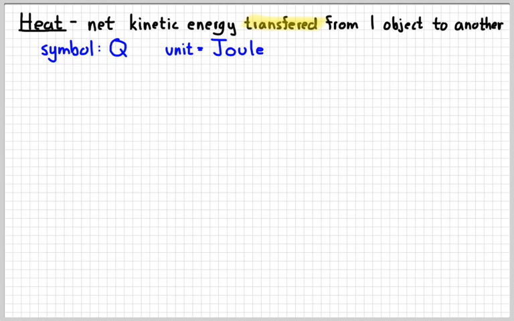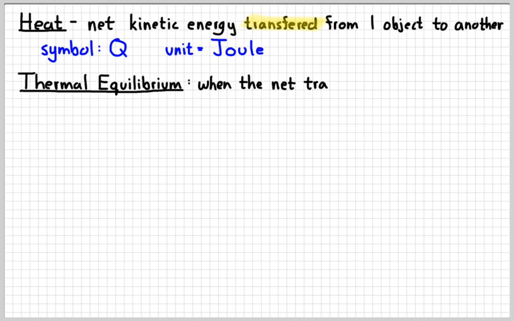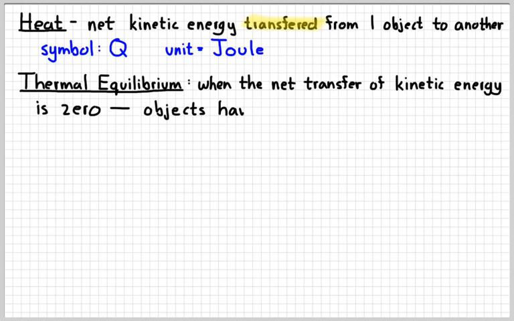That should be obvious. The definition of thermal equilibrium is when two objects which are in contact with each other have a net transfer of kinetic energy, or a net transfer of heat, of 0. And in that situation, they're going to have the same temperature. So it's really important to remember things that are in thermal equilibrium have the same temperature. It's kind of easy to get confused.